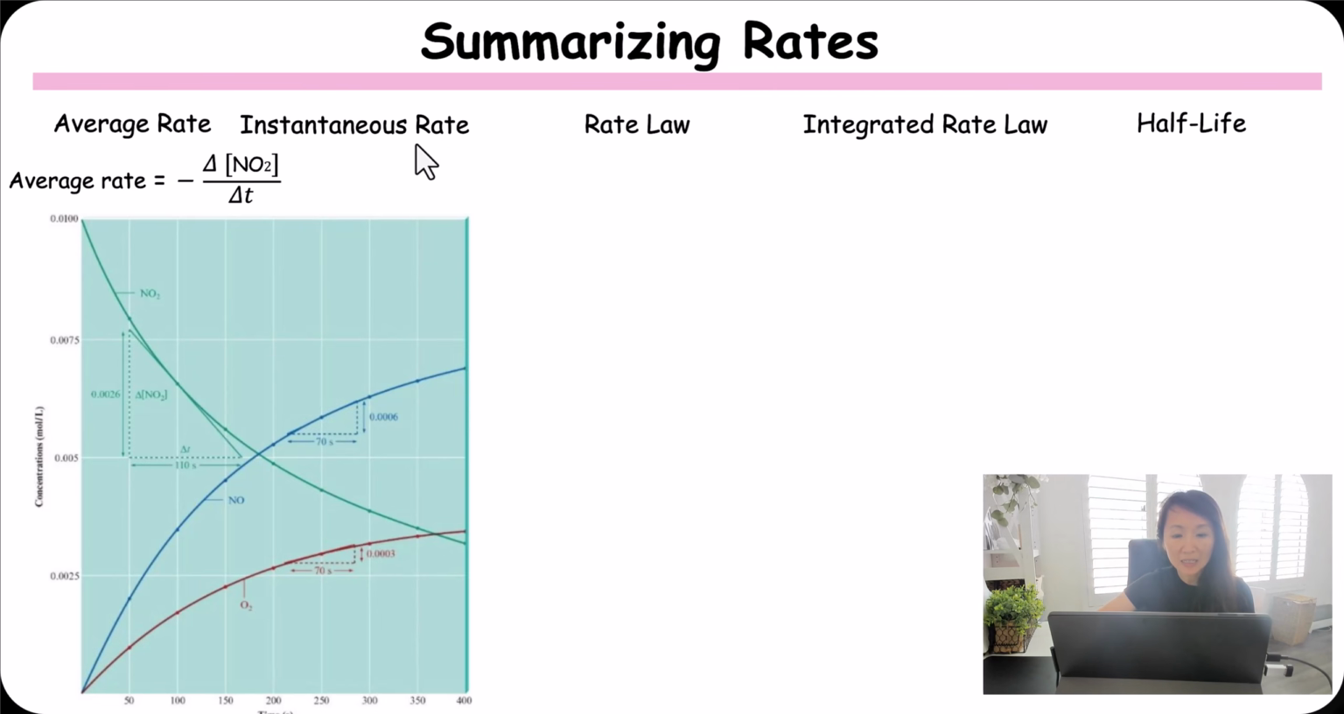An instantaneous rate is when we take a very specific point within the curve. We drew a tangent line and took the slope of that, which gave us the rate at that particular point. So for example, at 100 seconds, what was the concentration, and how fast is this reaction going? Whereas for an average rate, between 0 and 100 seconds, what's the average rate?